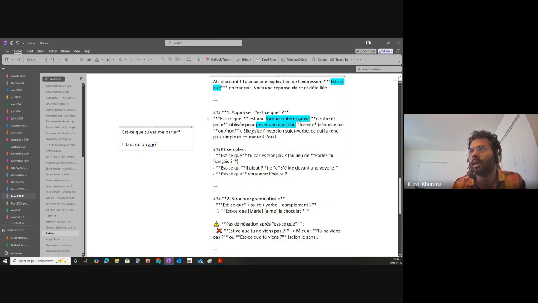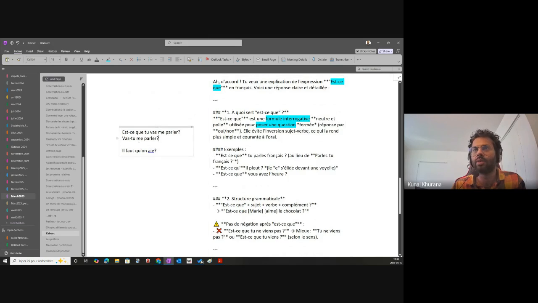Okay, so we can also pose a question, as you know, by inverting the subject and verb. So vas-tu me parler, vas-tu me parler, we can also use that formation, but then you don't have to write est-ce que. But keep in mind that you have to write the verb before the subject and you have to add a hyphen before that. Okay. So that works fine. So that was the first case.